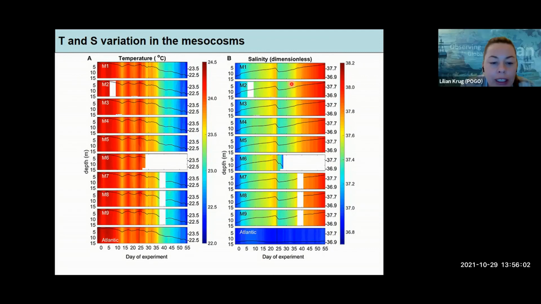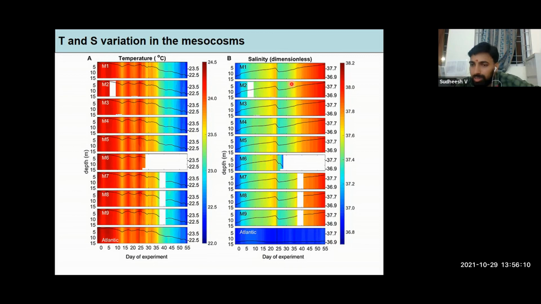What time of the year was this experiment done, Arvind? This was September to November 2014. Yes.